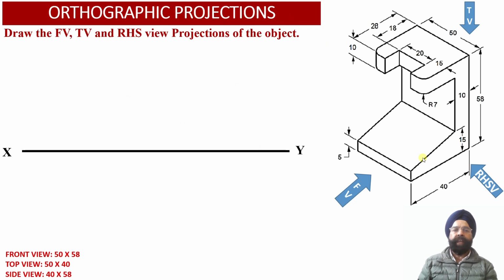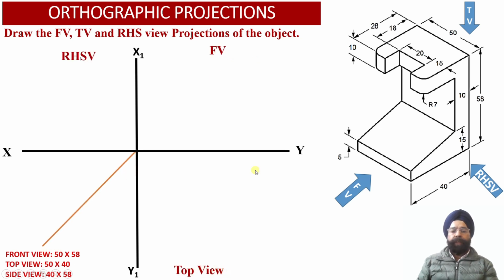Since we are going to obtain these orthographic projections in first angle projection, the front view will be obtained above the XY reference line, the top view will be obtained below the XY reference line, and the right hand side view will be obtained on the left hand side of the front view. Here we have drawn the XY reference line, the X1 Y1 reference line and this transfer line. Using this transfer line, we are going to convert the distances obtained in the top view along the depth of the solid into the right hand side view projections.